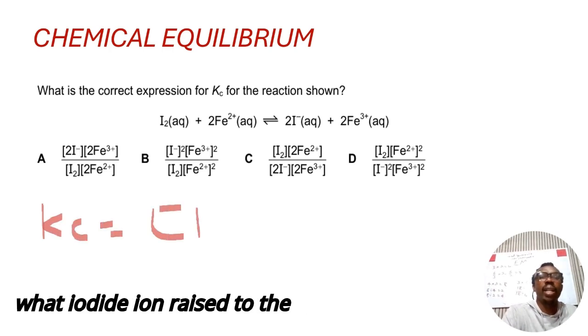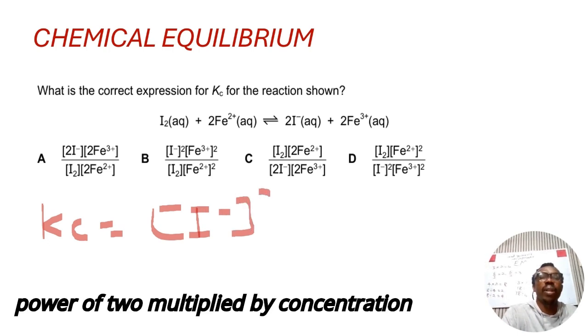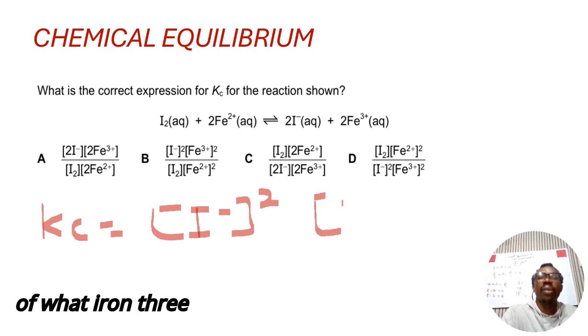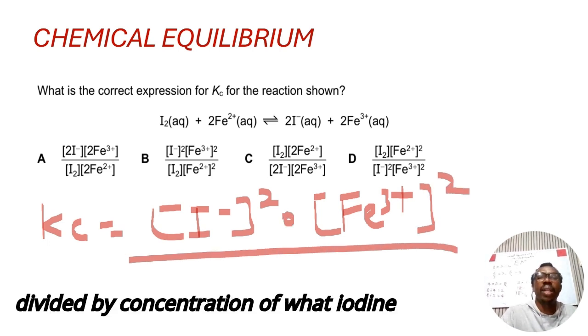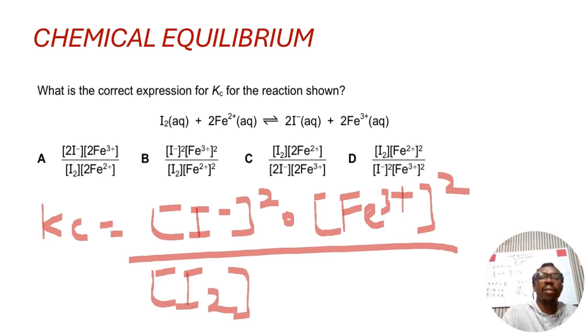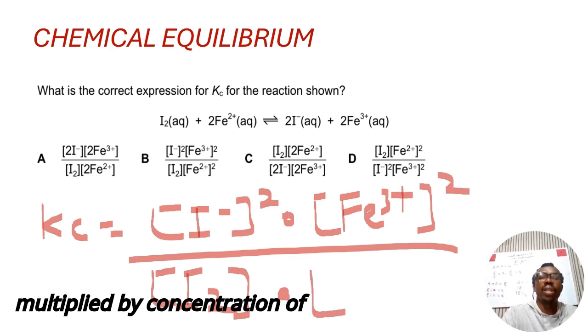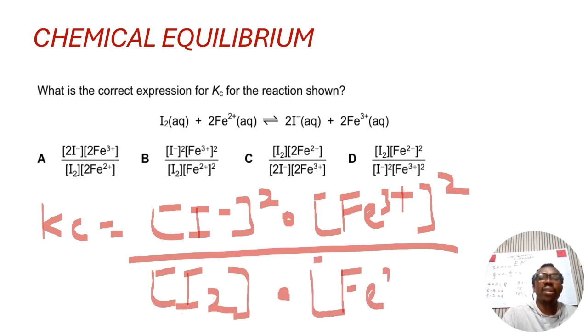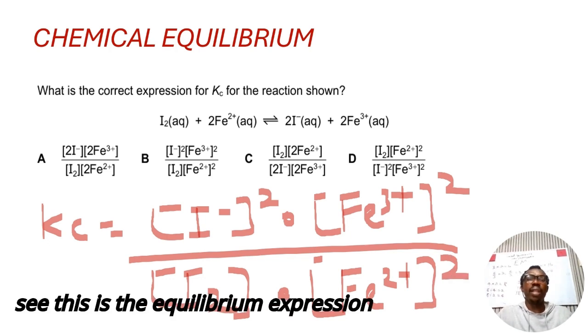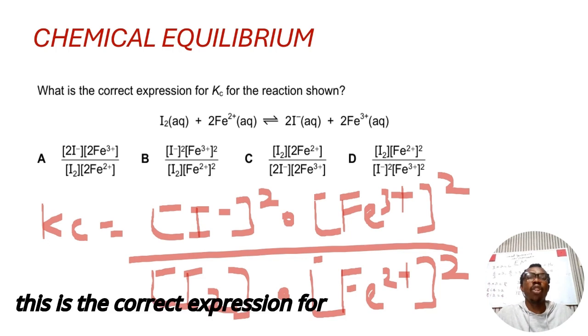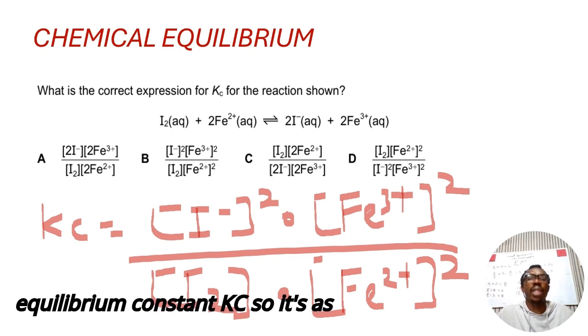So the equilibrium expression Kc will be equal to the concentration of iodide ion raised to power 2, multiplied by the concentration of iron(III) raised to power 2, divided by the concentration of iodine multiplied by the concentration of iron(II), all raised to power 2. So as you can see, this is the equilibrium expression. This is the correct expression for the equilibrium constant Kc.